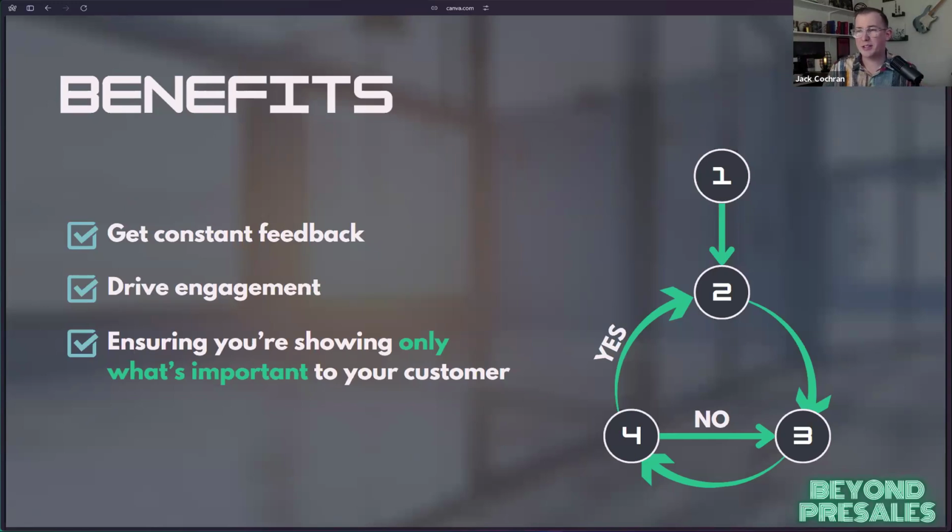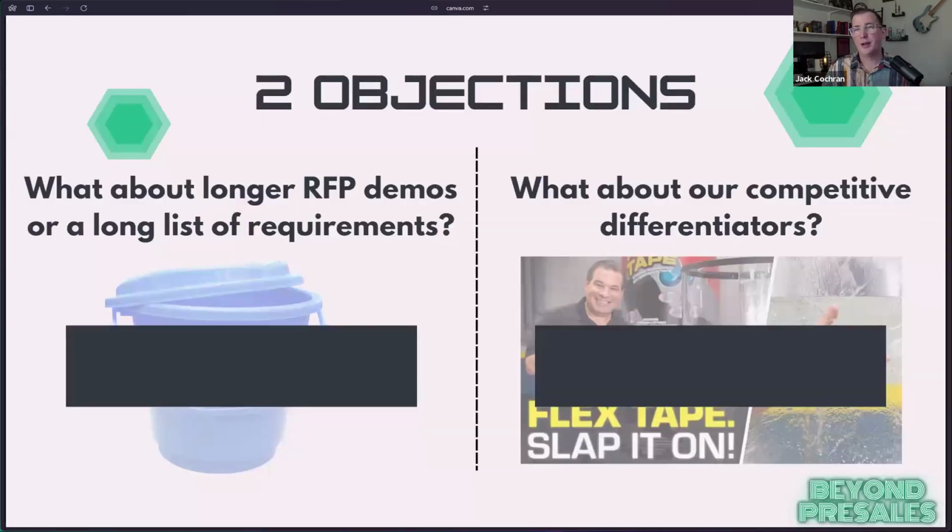And I think it's important to keep in mind also how this works in the context of different types of demo situations. The first objection on the left there: what about longer RFP demos or when you have a long list of requirements your customer has provided? In my mind, honestly, no different. And how you structure this, I actually take a little bit out of Just Effing Demo by Rob Falcone.